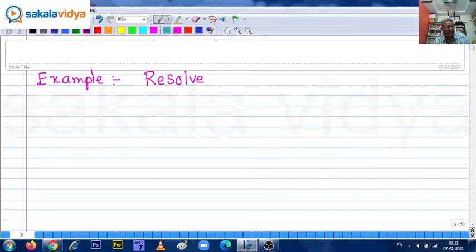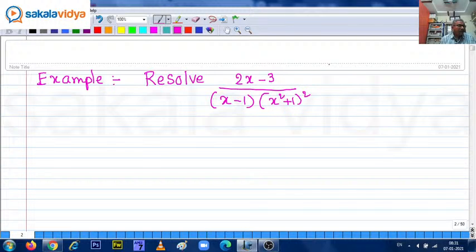So good morning, Sridhar. Resolve 2x minus 3 upon x minus 1 times x square plus 1 whole square into partial fractions. So this is the question.